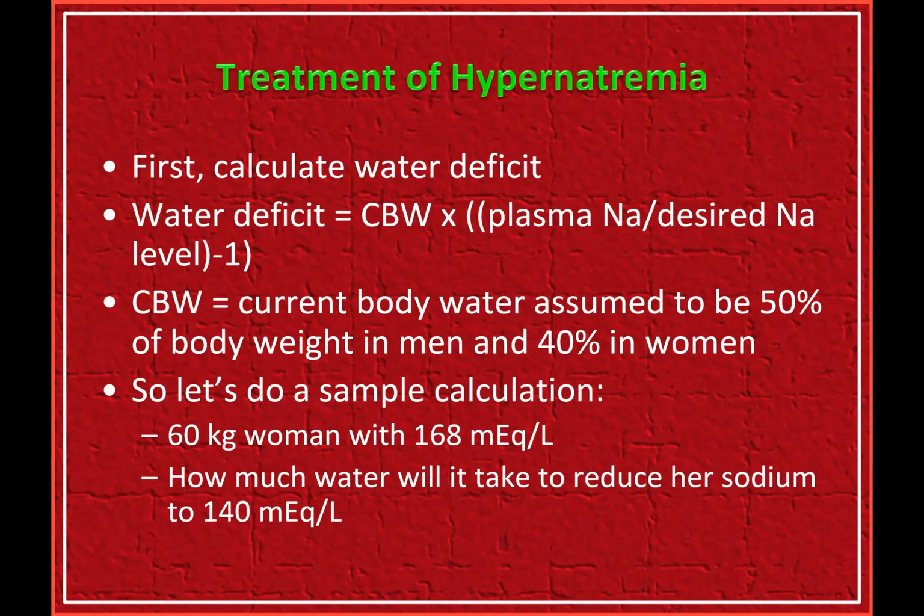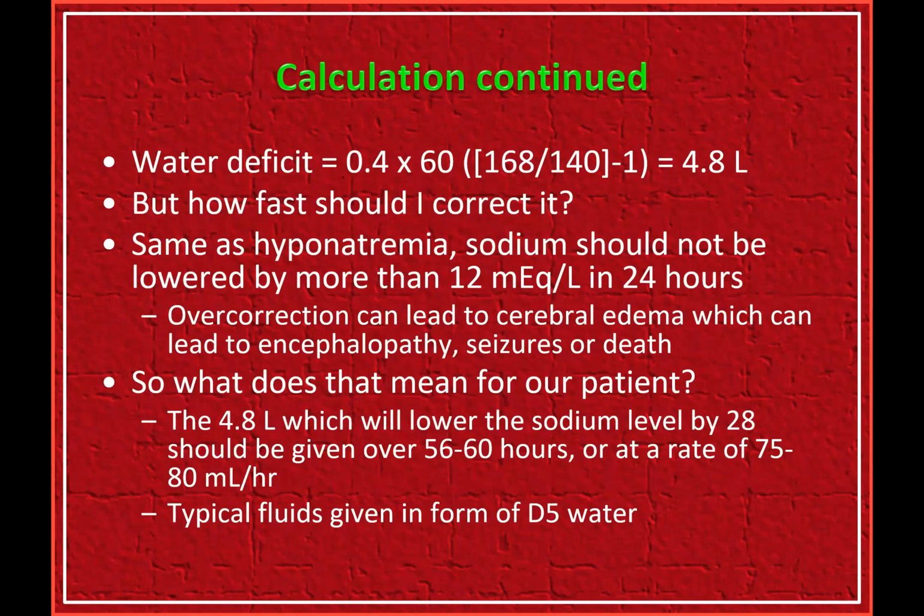How much amount of water is required to bring it down to normal? How much water will reduce the sodium to 140? So how do I calculate? The formula is CW, that is the current body water. Current body water is 60 kilograms into 40%. We'll calculate here. 60 into 0.4 will be the current body water. That is around 24. And then 168 is the present serum sodium.